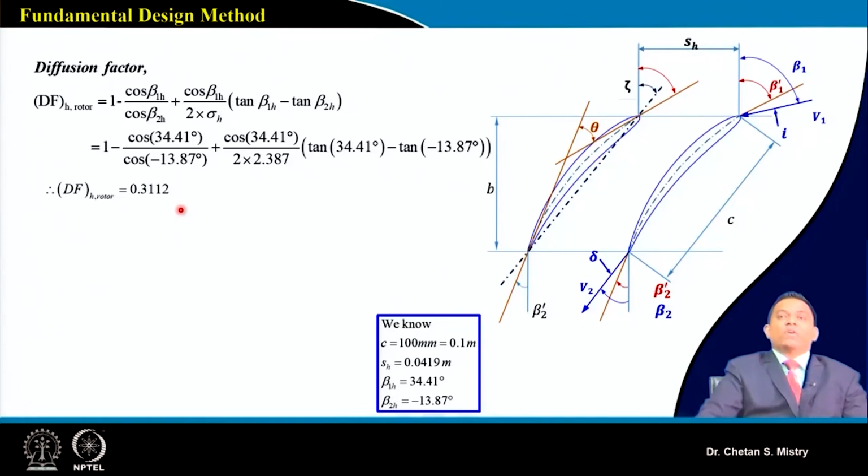So we have done our calculation for degree of reaction. We have checked the relative velocity ratio. We have checked the diffusion factor. So the 800 Pascal pressure we assumed at the hub seems to be okay with us.